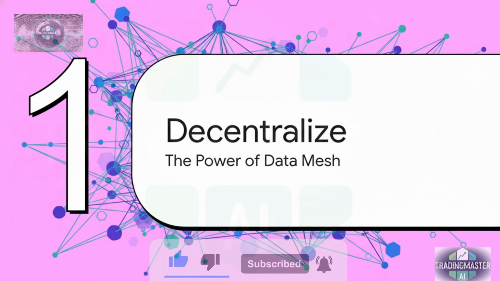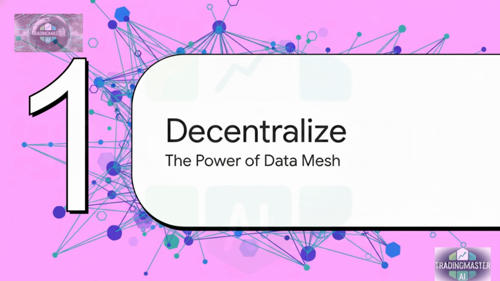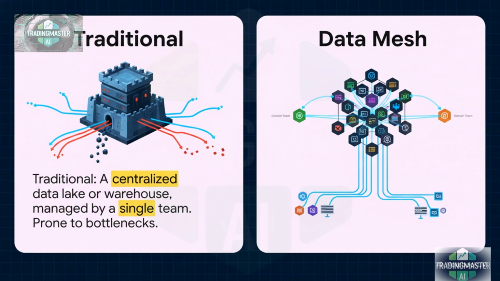Okay, to really wrap our heads around the grid, we have to start with its very first and maybe most important principle, decentralize. And that brings us to one of the biggest ideas in data architecture today, the data mesh. You know, for years, pretty much everyone used a centralized data lake or warehouse. And it was all managed by one central team that, let's be honest, was usually completely swamped. This created massive bottlenecks and just slowed everything down. Well, the data mesh completely flips that script.